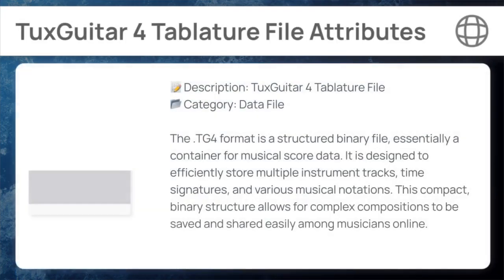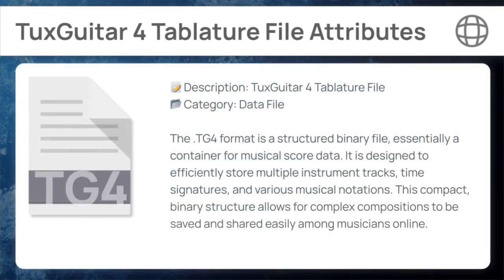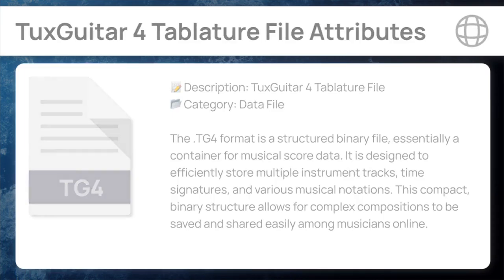The TG4 format is a structured binary file, essentially a container for musical score data. It is designed to efficiently store multiple instrument tracks, time signatures, and various musical notations. This compact binary structure allows for complex compositions to be saved and shared easily among musicians online.